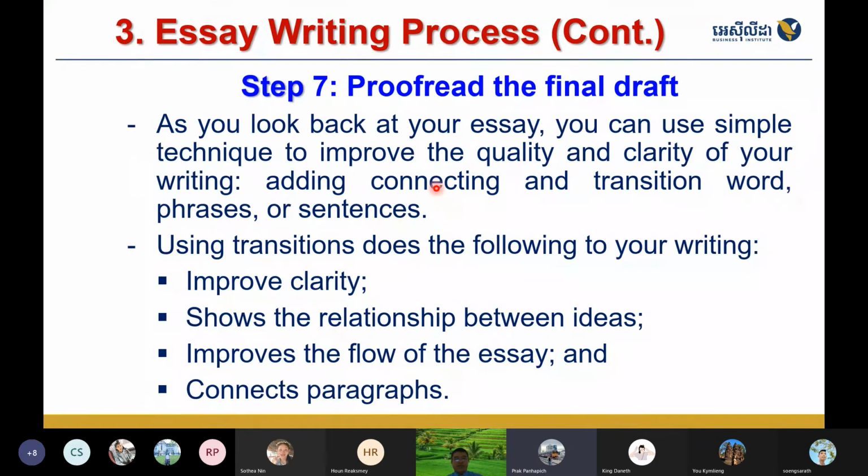Step 7. Proofread the final draft. After you look back at your essay, you can use simple techniques to improve the quality and clarity of your writing, adding connections and transitions of word, phrase, and sentence. Using transitions adds the following to your writing: improve clarity, show the relationship between ideas, improve the flow of essays and connect paragraphs.